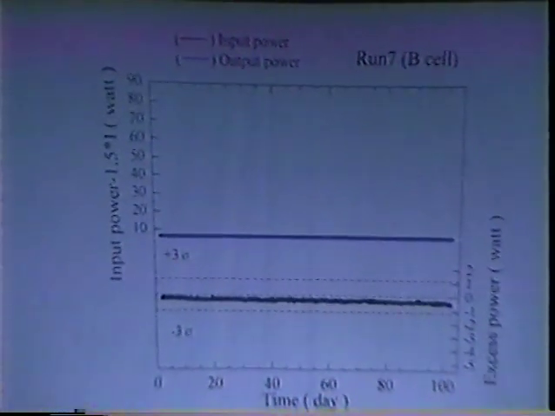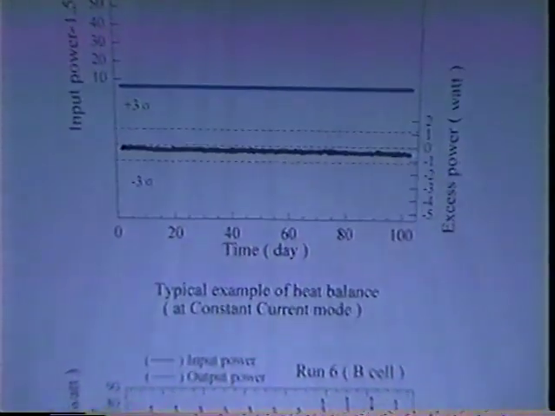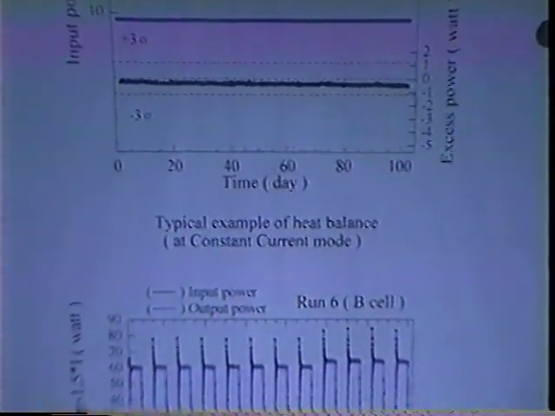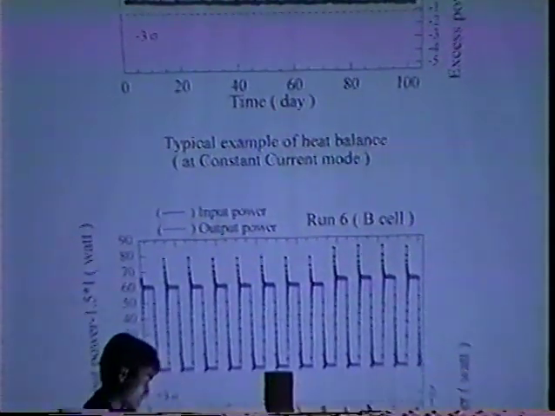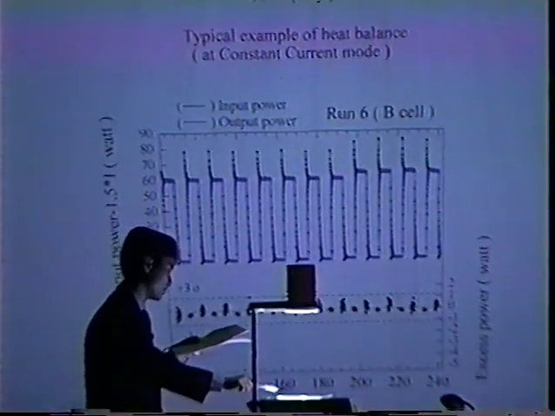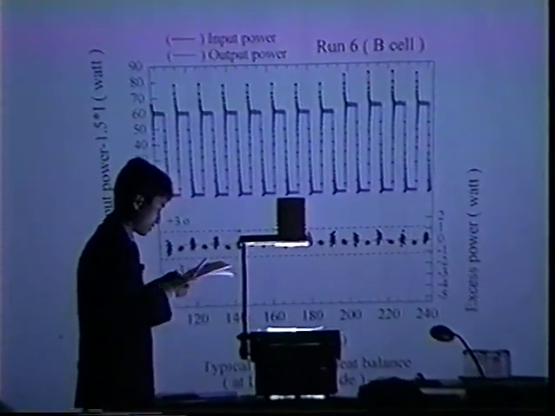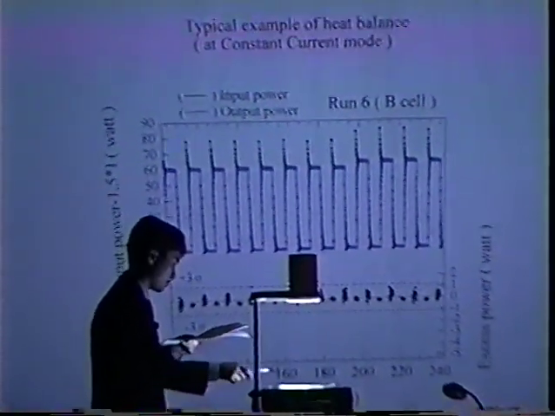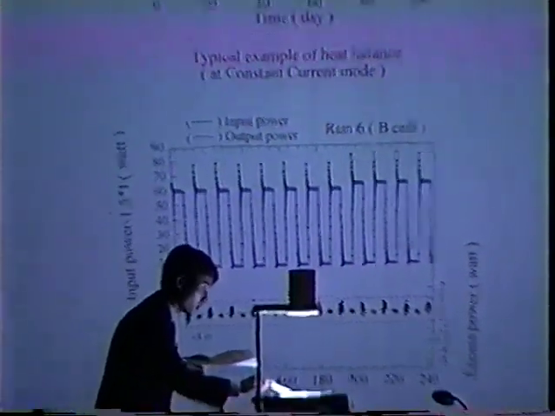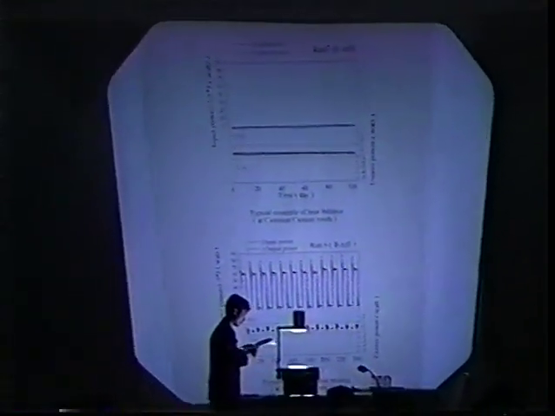This is typical data of heat balance when the electric current was kept at 160 milliampere per square centimeter for the top figure, and when the current density was changed from 160 to 640 milliampere per square centimeter for the bottom figure. The excess power during thermal equilibrium fluctuated around zero, not exceeding 3 sigma, the 99% confidence level.